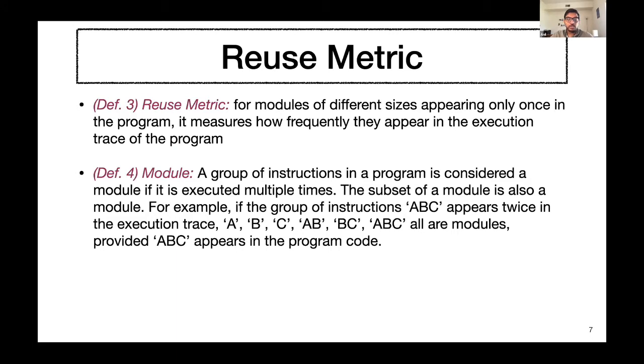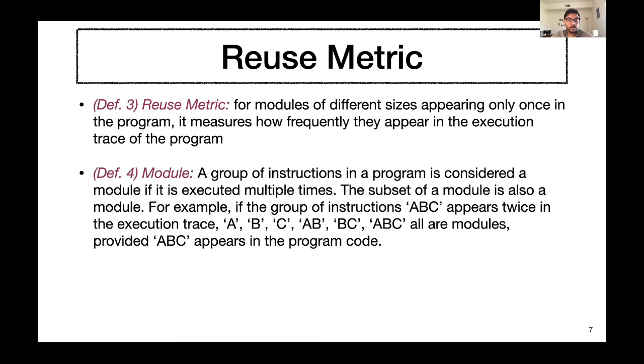Now, we use a measure called the reuse metric to calculate the modularity of a given program. It measures how many times a group of instructions gets executed. Specifically, for modules of different sizes, appearing only once in the program, it measures how frequently they appear in the execution trace of the program.